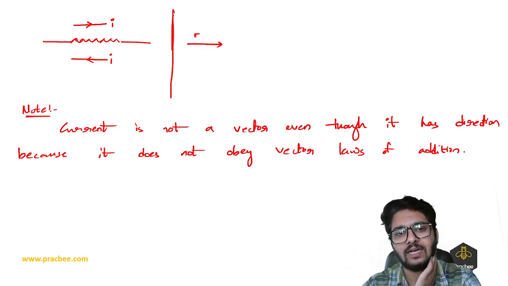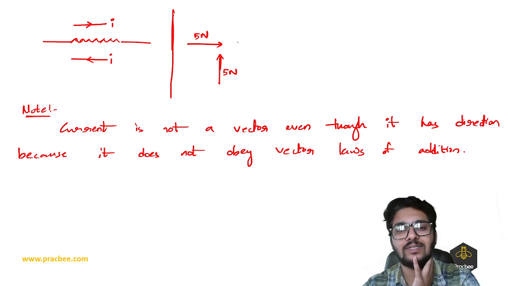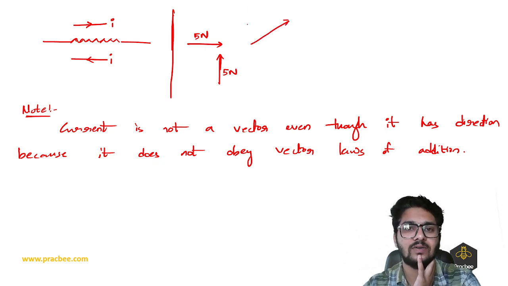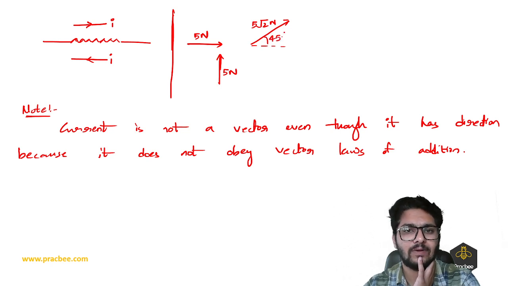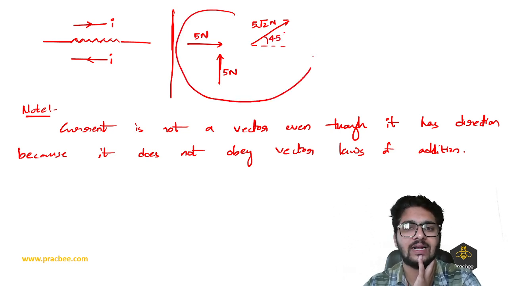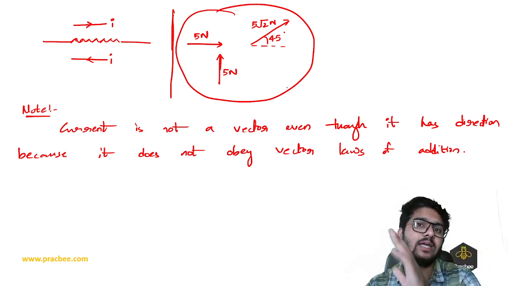forces. Okay, I'll take a simple case, 5 Newton force right and 5 Newton upwards. Then when you add these two vectors, you'll get a vector whose magnitude will be 5 root 2 newtons and which will make an angle of 45 degrees with the horizontal. This is how vector addition is going to be. I'm giving you a simple example. How and why, you learn that later.